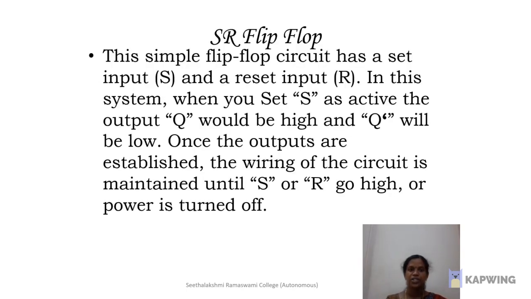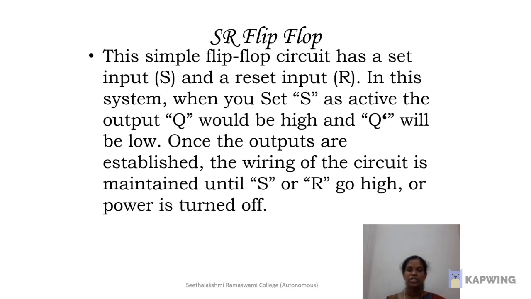There are majorly 4 types of flip-flop, with the most common one being the SR flip-flop. This simple flip-flop circuit has a set input S and a reset input R. In this system, when you set S as active, the output Q would be high and Q bar will be low. Once the outputs are established, the state of the circuit is maintained until S and R go high or the power is removed.